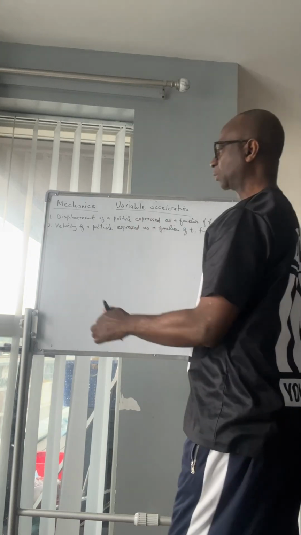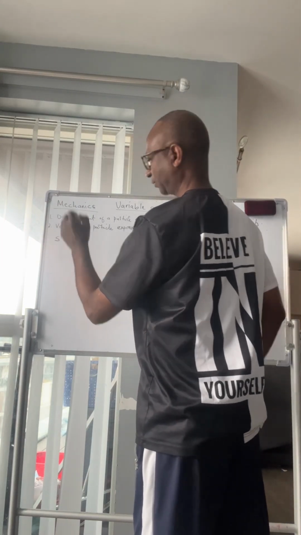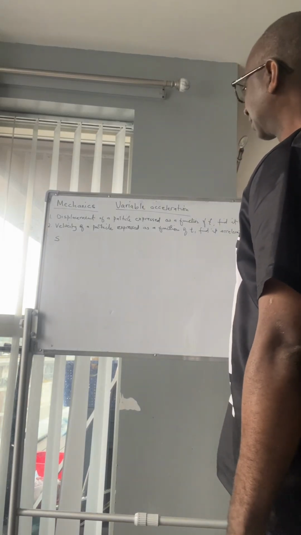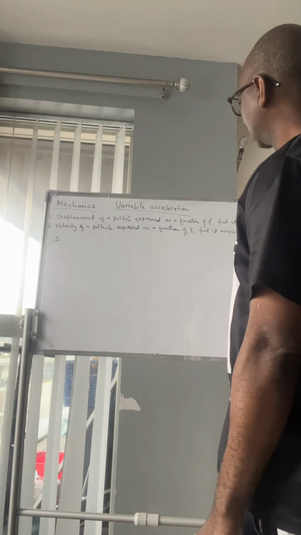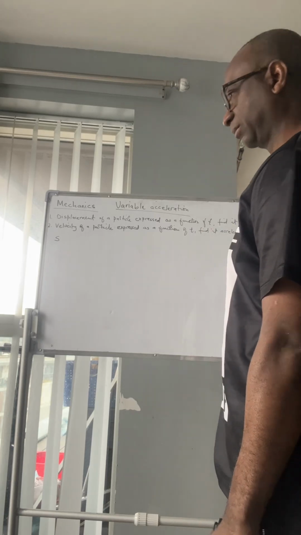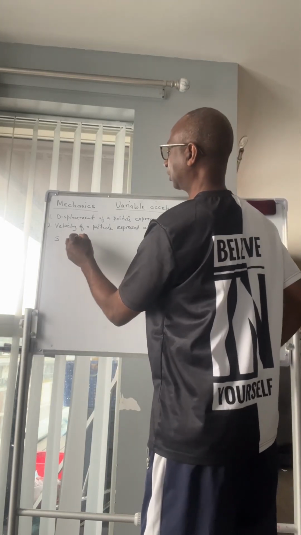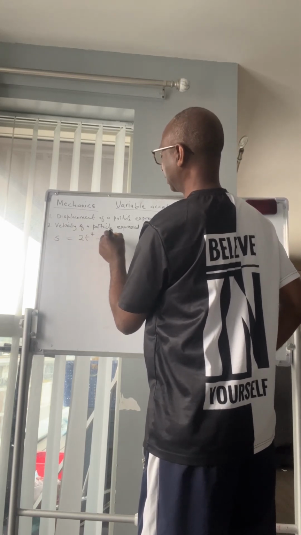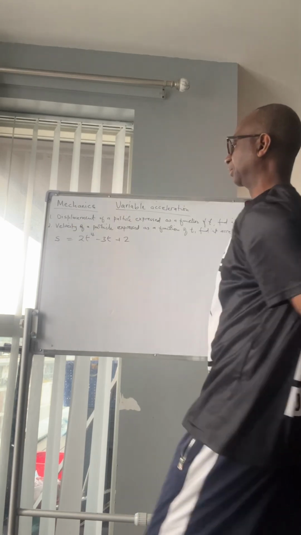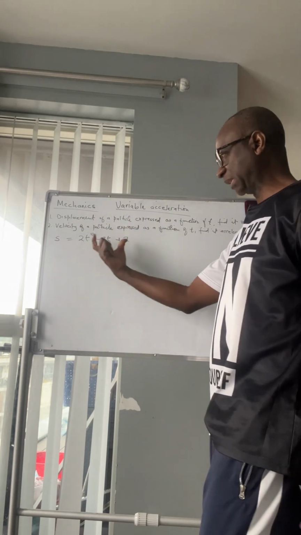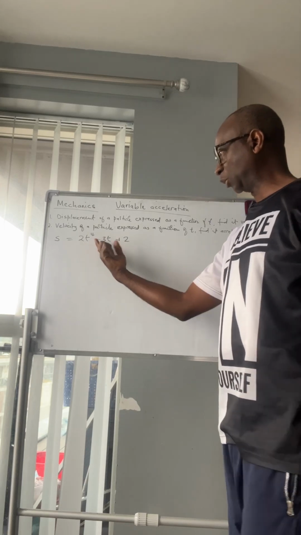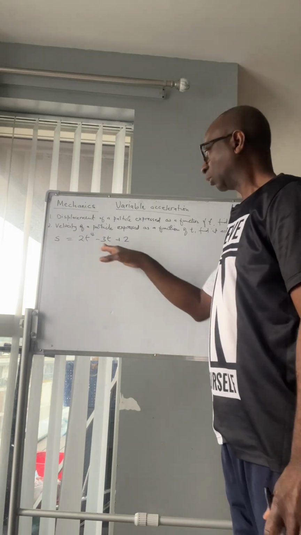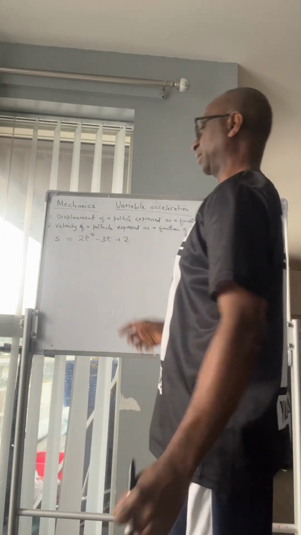If you are given the displacement of a particle, say s, for example, and this s is expressed as a function of t, you can have s equals 2t to the 4 minus 3t plus 2, for example. So the displacement of this particle is being expressed as a function of t. They will tell you what t is, and t is time in this case.